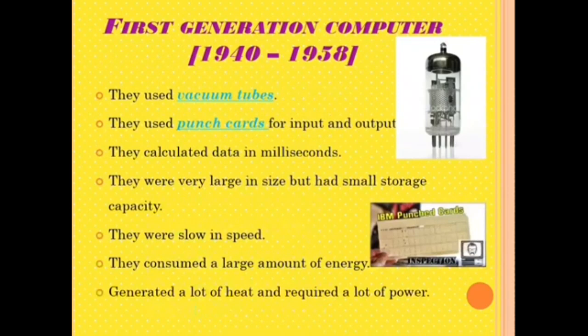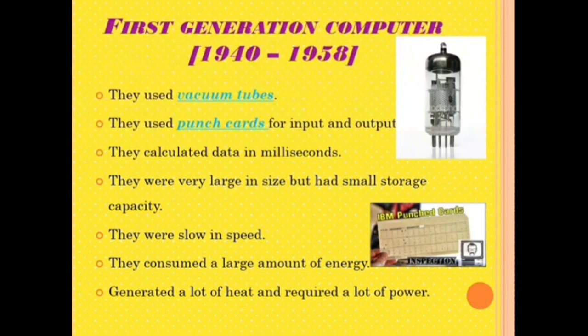In the first generation of computers, they used vacuum tubes. On the side, did you see that picture? Yes, that is the vacuum tube. They used punch cards for the inputs and outputs. In the second image, did you see the IBM punched card? Yes, that is the punch card. So in this generation, they used vacuum tubes, and for input and output, they used punch cards.